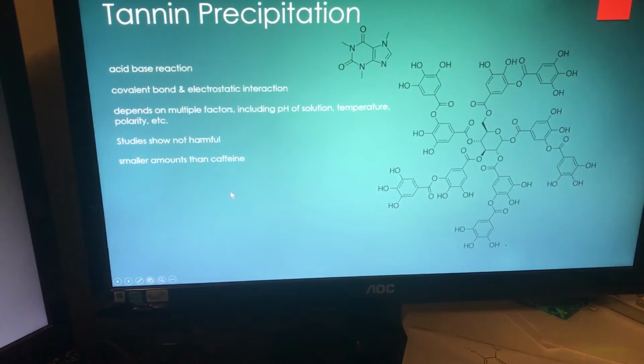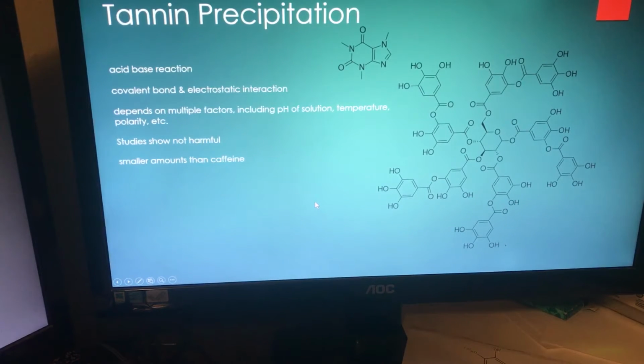One way that caffeine participates in a precipitation reaction is with tannic acid, and this is a basic acid-base reaction, and it's the caffeine that's slightly basic and the tannin is slightly acidic. The positive nitrogen here on the caffeine is going to interact with one of the hydrogens on these hydroxyl groups, and that's going to have an electrostatic relationship resulting in a covalent bond between the hydrogen here and the nitrogen right here.